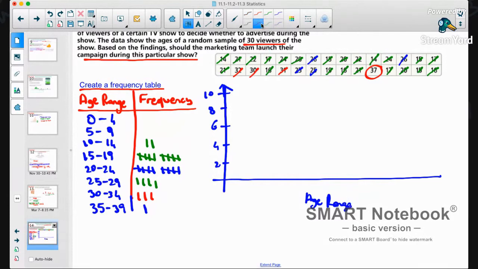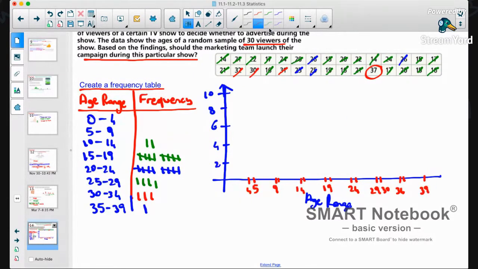So this age range is going to be 0 to 4, 5 to 9, 10 to 14, 15 to 19, and then 20 to 24, 25 to 29, 30 to 34, and 35 to 39. So what am I going to do?